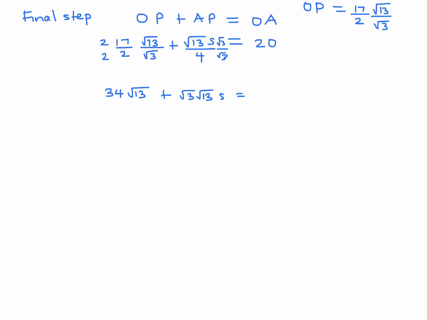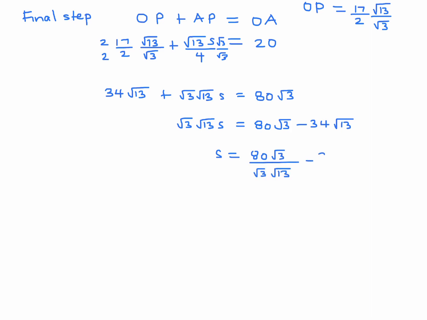And then I can bring that 4 root 3, cross multiply it to get 80 root 3, like that. Okay, so this is root 3 root 13s, and this is 80 root 3 minus 34 root 13. So now let's divide through. 80 root 3 divided by root 3 times root 13 minus 34 times root 13 over root 3 root 13. So this gives me, the root 3's cancel, so 80 over root 13. And here the root 13's cancel, so 34 over root 3.